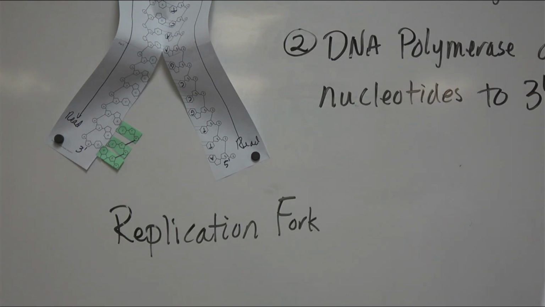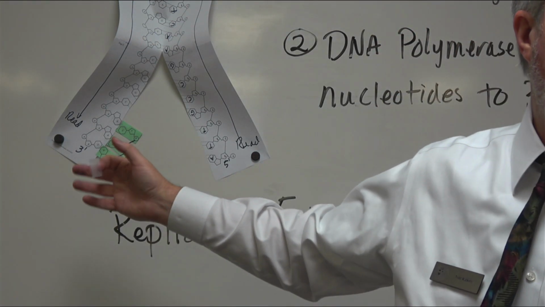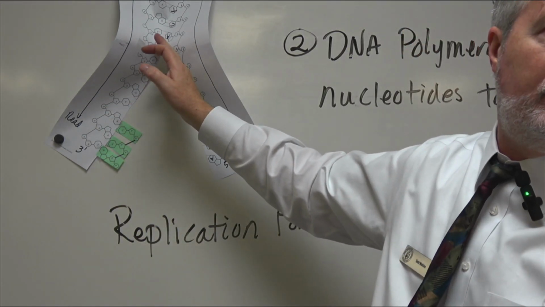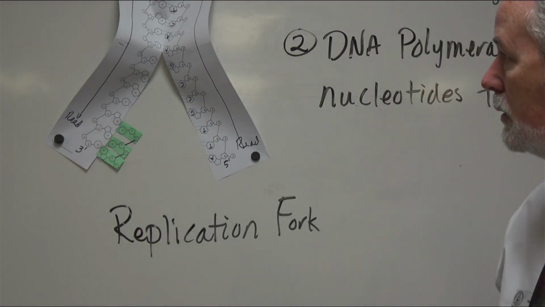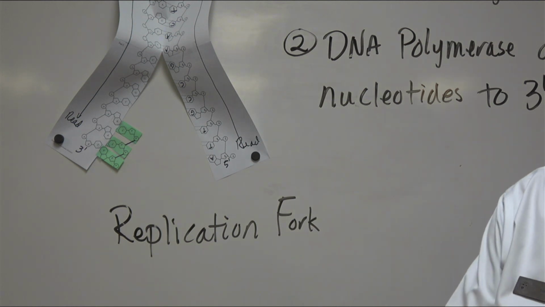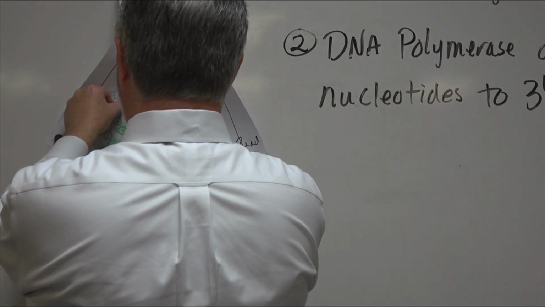And when you're adding them, which direction are they adding? That's good English. Which direction are they adding? Are they adding towards the replication fork, or is it adding away from the replication fork? Towards the replication fork. That is incredibly important. And we'll do it again here in just a minute.